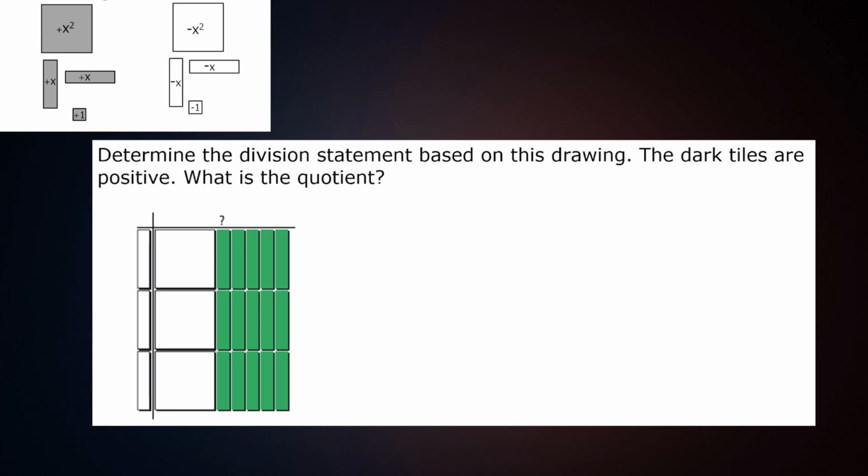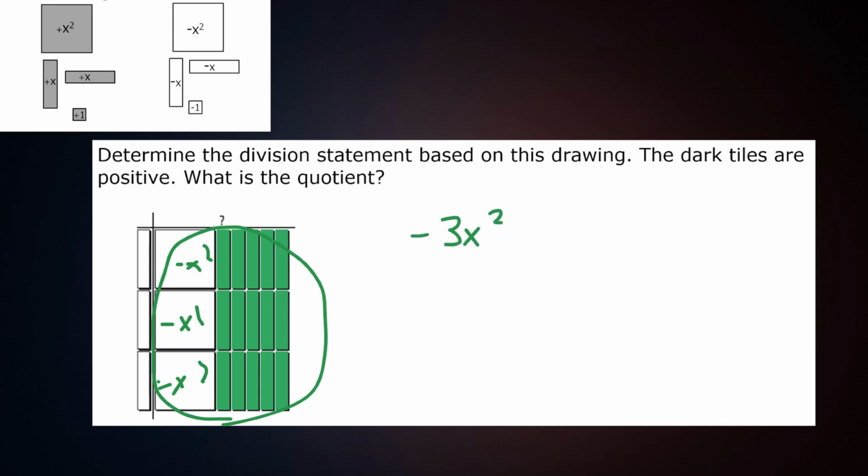All right, we're going to wrap up the video with one last type of problem here. In this question, it says to determine the division statement based on this drawing. The dark tiles are positive. What is the quotient? Okay, well, remember that what's on the inside here represents the numerator. So we have negative x squared, negative x squared, negative x squared. So there's 3 of them, right? So we know that we have negative 3x squared.